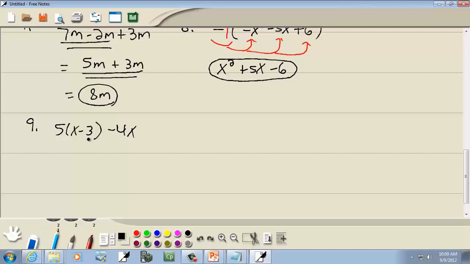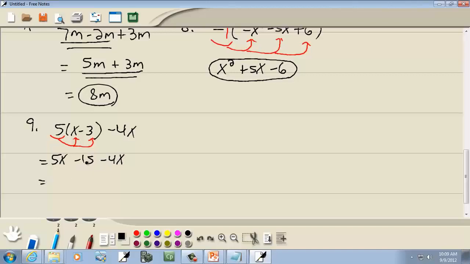Please excuse exponents. There's no exponents. My dear, multiplication and division. Well, I have a 5 right in front of the parentheses. That indicates multiplication. So we're going to take this 5 and multiply it times the x and times the negative 3. 5 times x is 5x. 5 times negative 3 is negative 15, minus 4x.